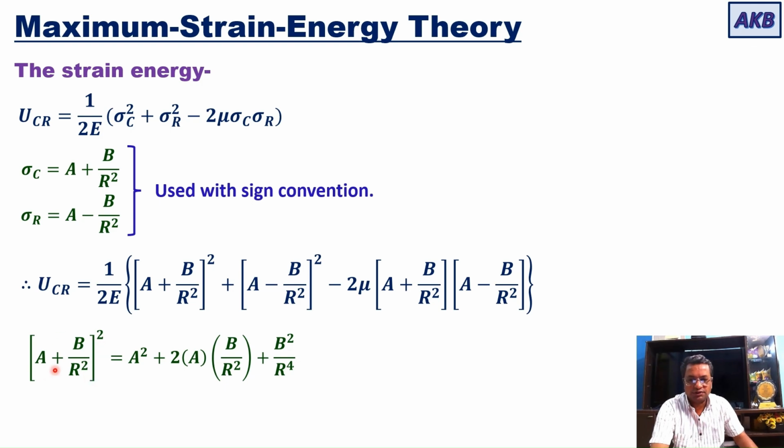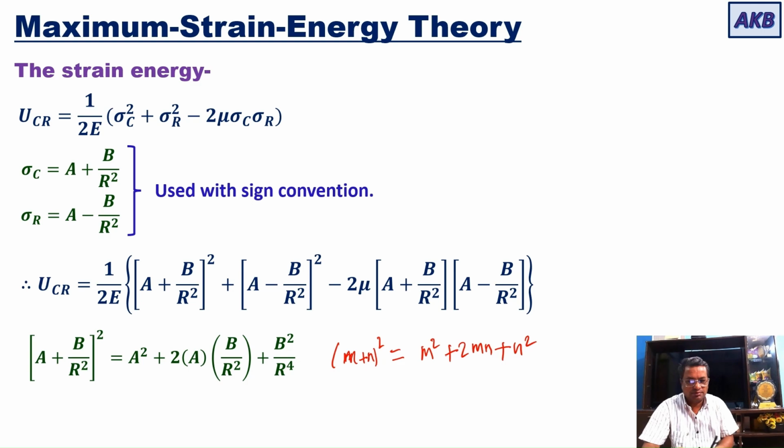For example, A plus B upon R square. If you take the square of this, it would be A square plus 2 into A B upon R square plus B square upon R raised to 4. So I have used in this case this equation. For example, (m plus n) square will be m square plus 2mn plus n square, and I have used this equation to expand the square of this term A plus B upon R square.